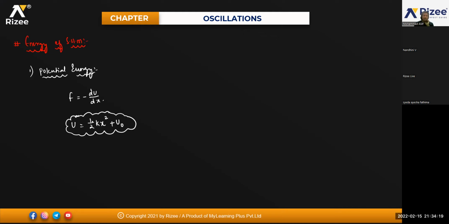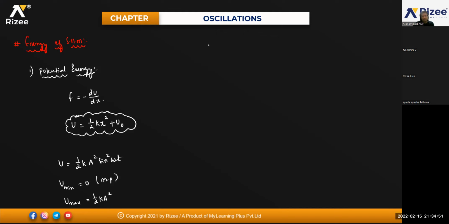Clear? K value, if I am writing the value, so U will be equal to half of k into x value, which is a square sine square omega t. So U minimum will be equal to 0 at your mean position. And potential energy will be maximum at extreme position, that is half into k into a square. When sine square value is 1, then maximum potential energy will be equal to half of k into a square.